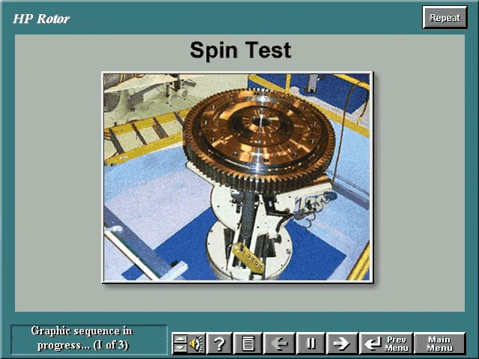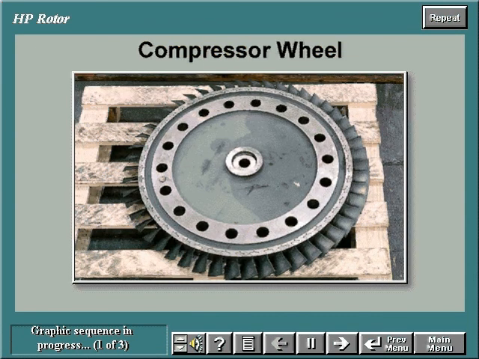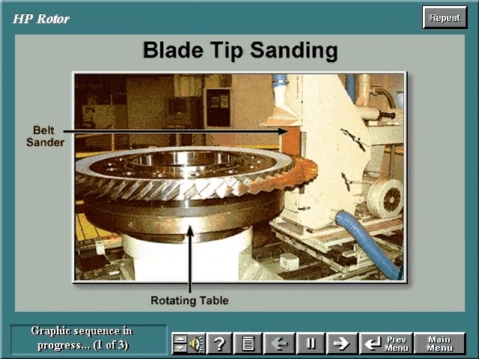Prior to assembling the high-pressure rotor, the compressor and turbine wheels are spin tested. Then the compressor blades are slid into slots in each compressor wheel. The blades are staked to maintain their positions in the wheel. Once assembled, each compressor wheel is placed on a rotating table and a belt sander sands the blade tips down to the proper dimensions as called for by specification.